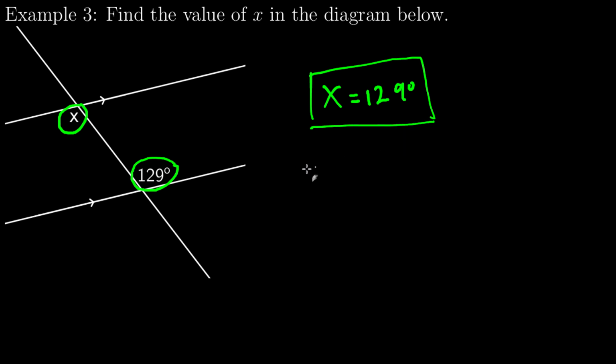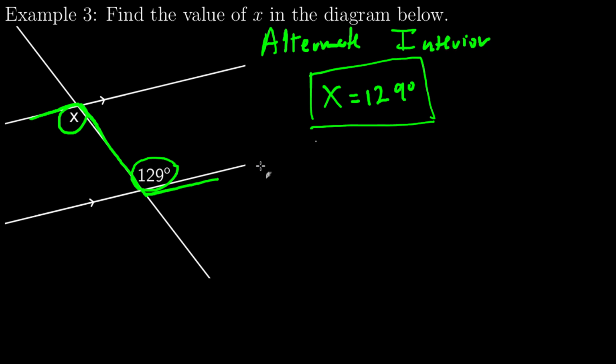If you want to look at it differently, I see this Z shape, and that's indicative of alternate interior angles. Alternate because one's to the left of my transversal, one's to the right. Interior because they're both between the two parallel lines. And the rule for alternate interior angles also told me to just make them equal to each other.